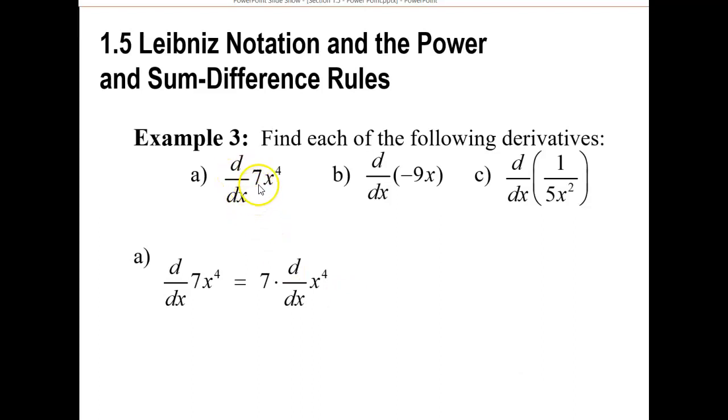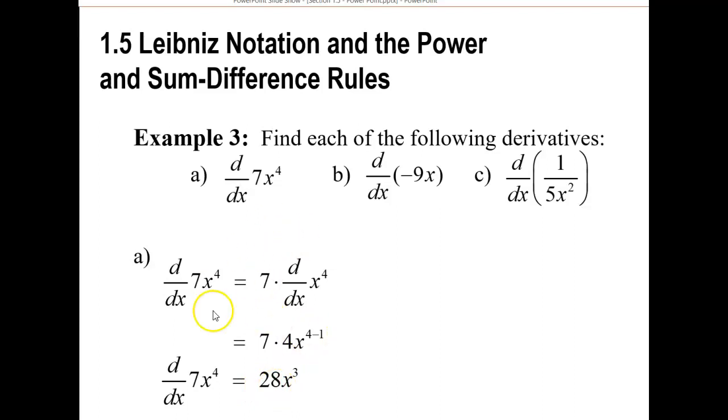So the derivative with respect to x of 7x to the 4th, you can think of it as the 7 being factored out to the front. So it's the same as 7 times the derivative of x to the 4th. So that derivative by the power rule would be 4x to the 4 minus 1, or this would become 4x cubed, but it was multiplied by 7. So the 4 and the 7 multiply together and give you 28x cubed.